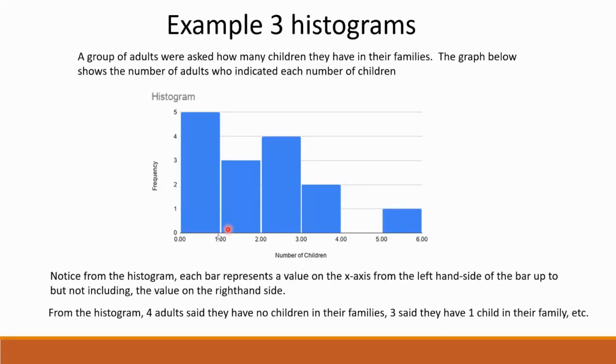Let me just say this now. As I said before, when you read the data, you're looking at all numbers bigger than or equal to the left endpoint, but strictly less than the right endpoint. You don't include the right endpoint. So for the first bar here, these are all the people, the frequency here 5, these are all the people that said they had no children.